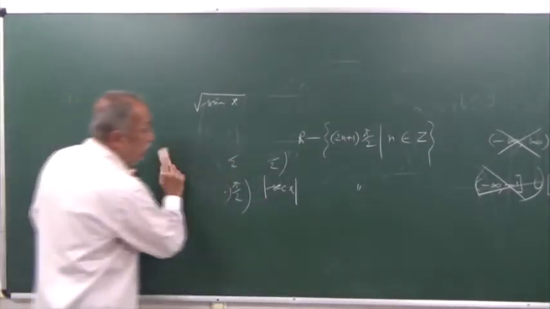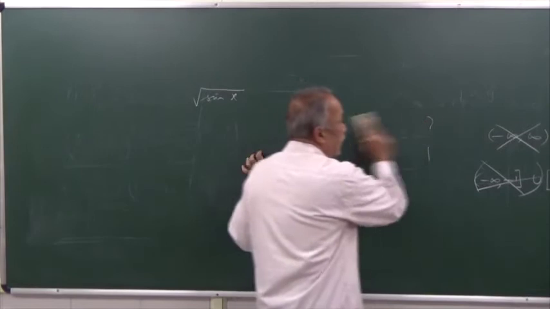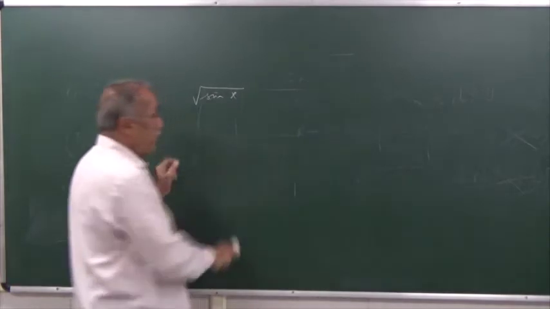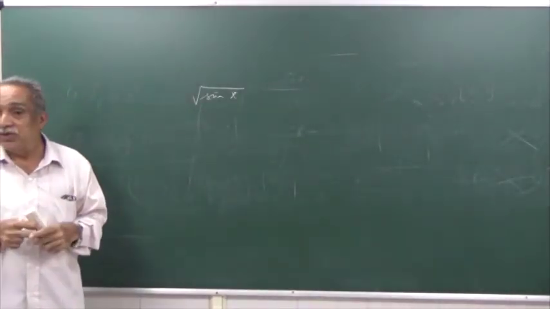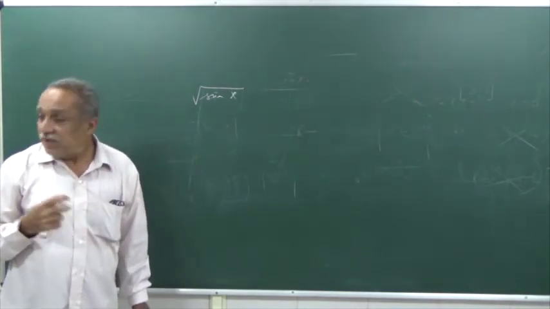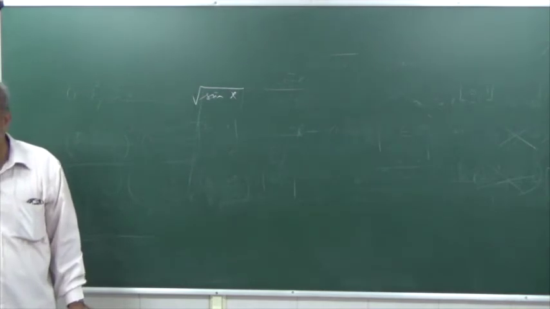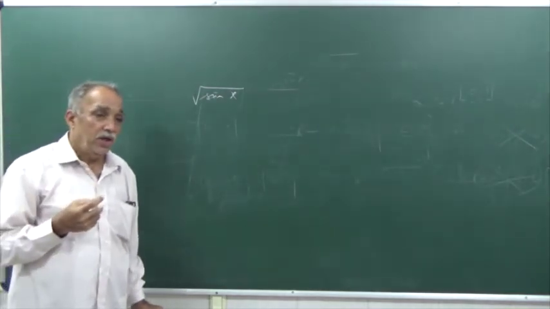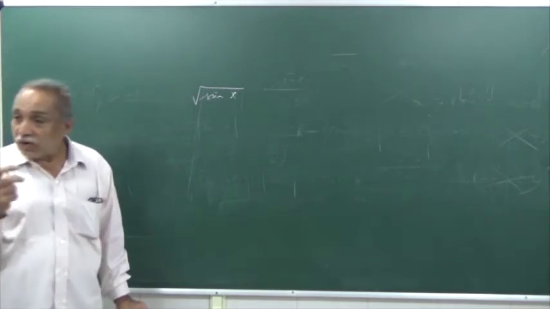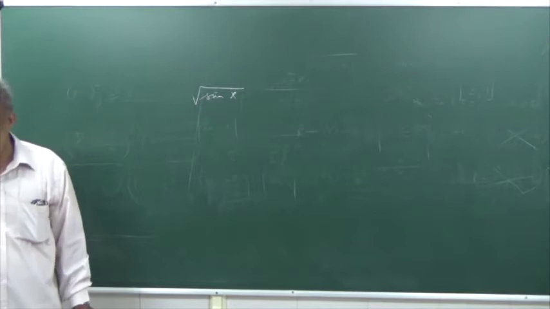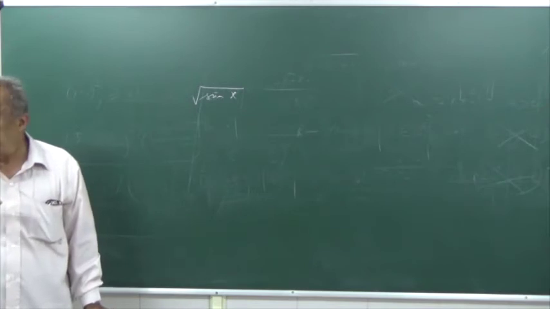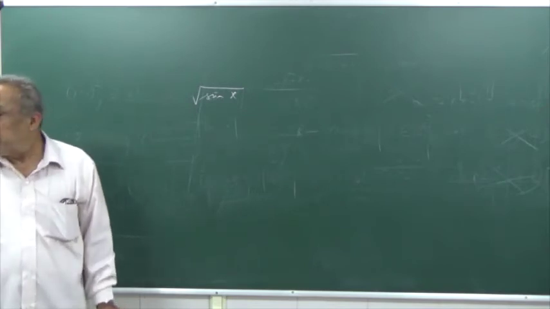I want root of sin x to be obtainable. Is root sin x always obtainable? No. In order that this may be obtainable, sin x must be greater than or equal to 0. When do you get sin x non-negative? In the first quadrant, for numbers between 0 and pi by 2, sin x is positive. For numbers between pi by 2 and pi, you get non-negative. For numbers between pi and 3 pi by 2, negative. 3 pi by 2, 2 pi, negative. Again from 2 pi to 2 pi plus pi by 2, positive. Okay, what is the domain?